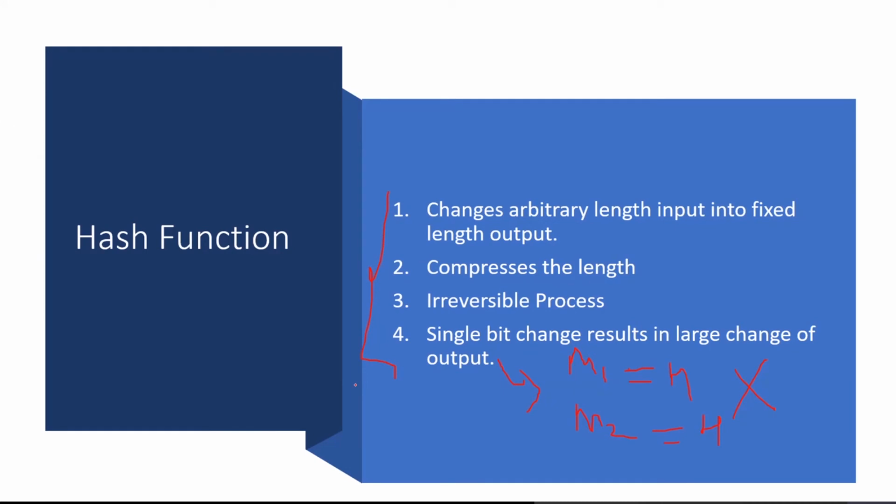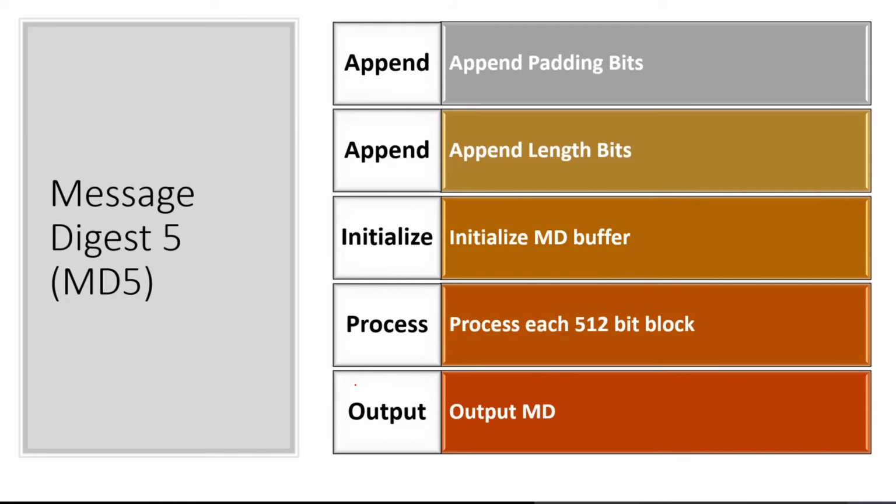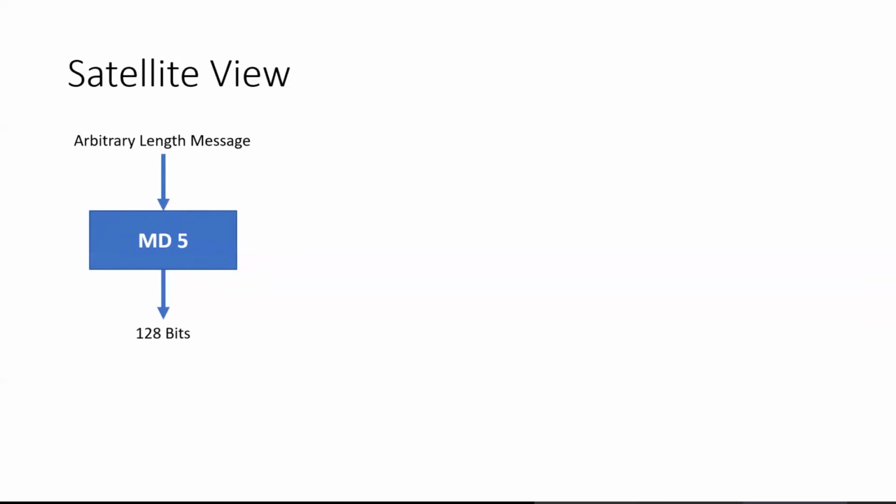The first algorithm is called Message Digest 5. Let us first draw the satellite view. The input of MD5 is of what length? Arbitrary length. Arbitrary length means it could be any length. It is arbitrary or random length. The final output length is 128 bits. So even if the input is of 2 raised to 64 bits, the output will be only of 128 bits.